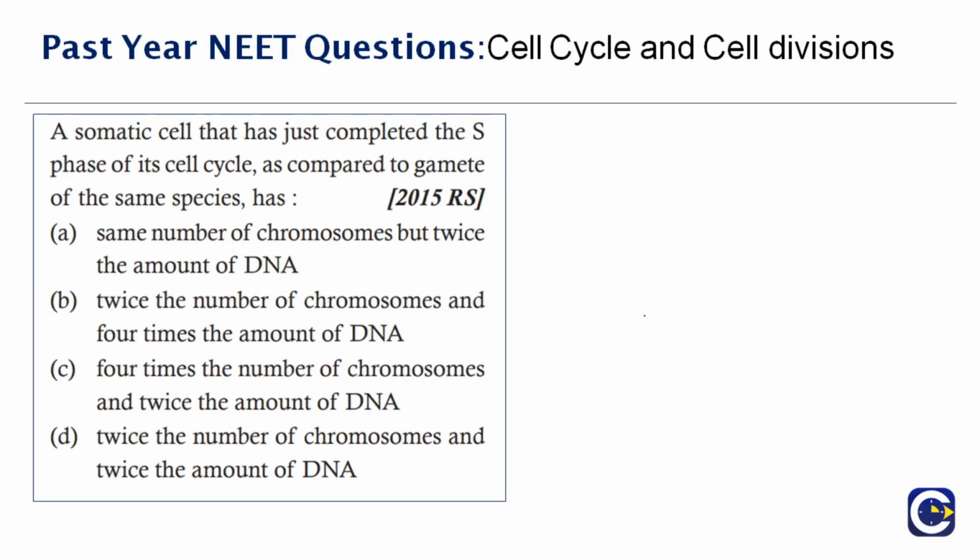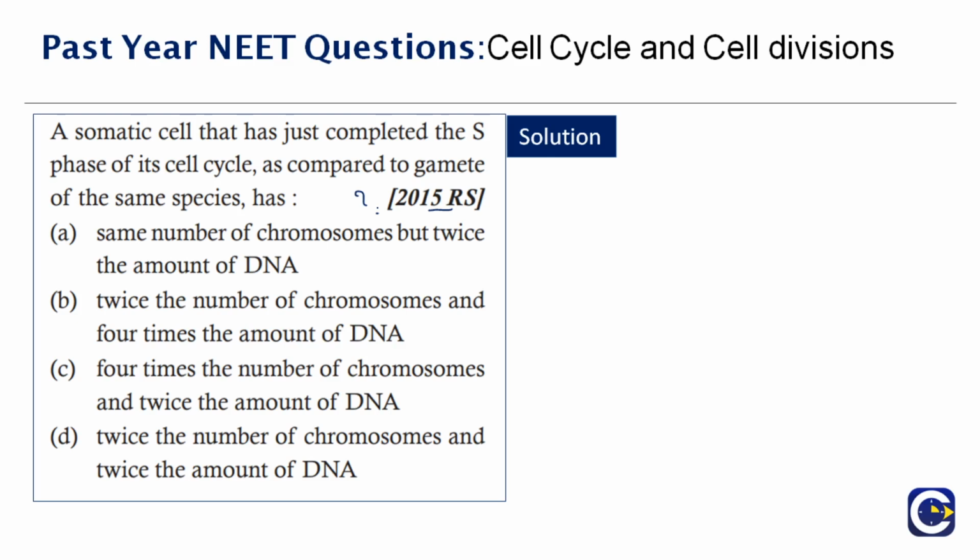This question was asked in the year 2015. A somatic cell that has just completed the S phase of its life cycle, as compared to gamete of the same species, has dash. Again, this is an easy question, but the only thing you need to remember is the amount. See, the somatic cell will have a diploid state, so it will be 2n. So twice the number of chromosomes is for sure.